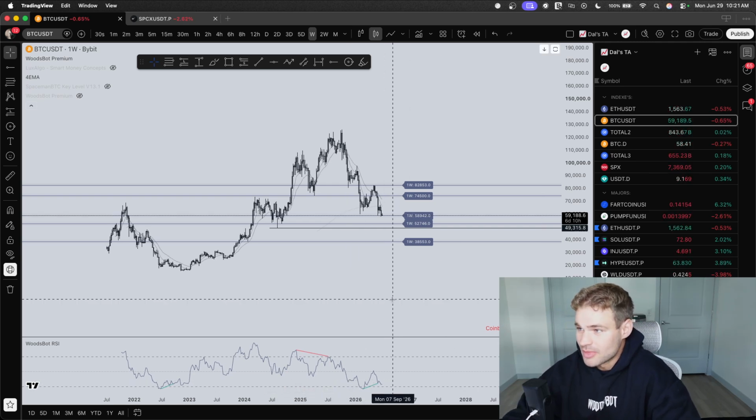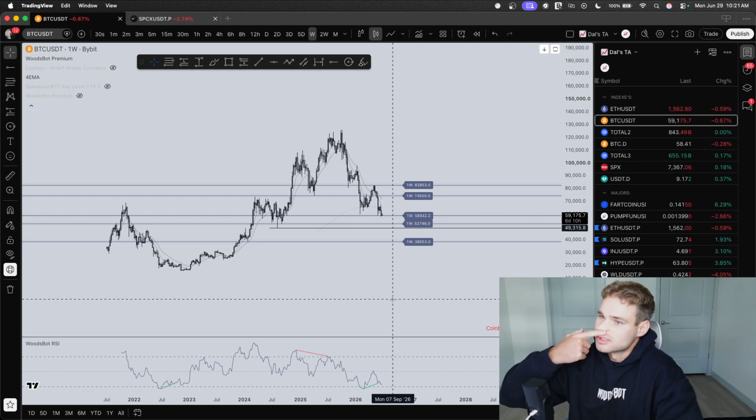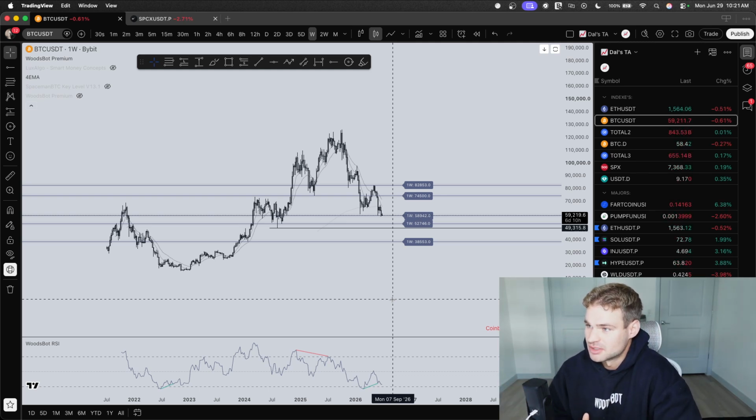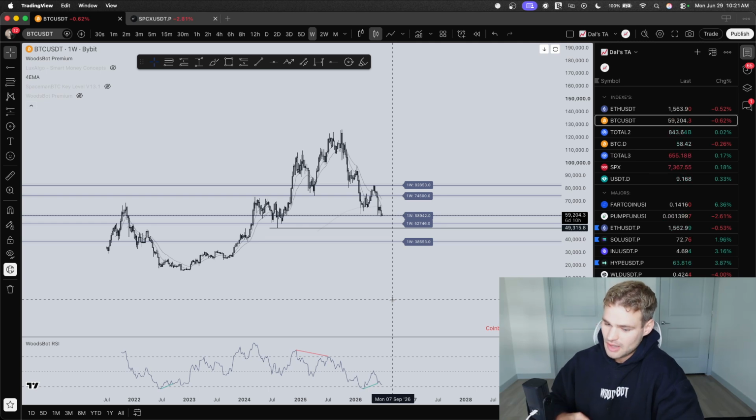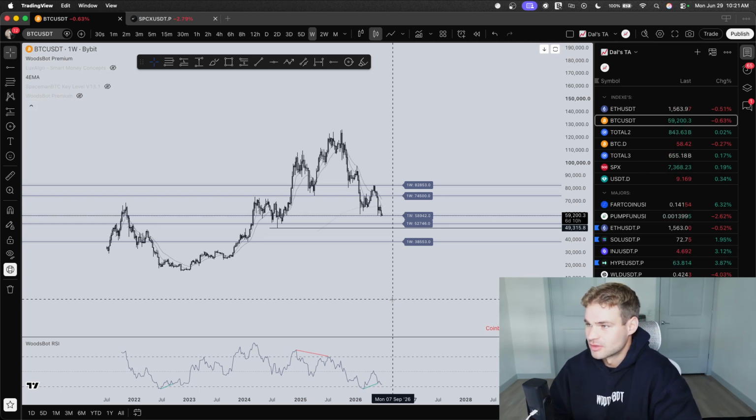Okay, now my bias is looking to long or looking to buy spot here. I am actually super comfortable deploying a decent amount of money on spot here just because of all of the signals that are telling me that the market is going to reverse here. Now, it's not going to reverse in a couple of days. It's not going to reverse in a couple of months. This is a 6 to 12 month time frame. This is where you want to be deploying spot.